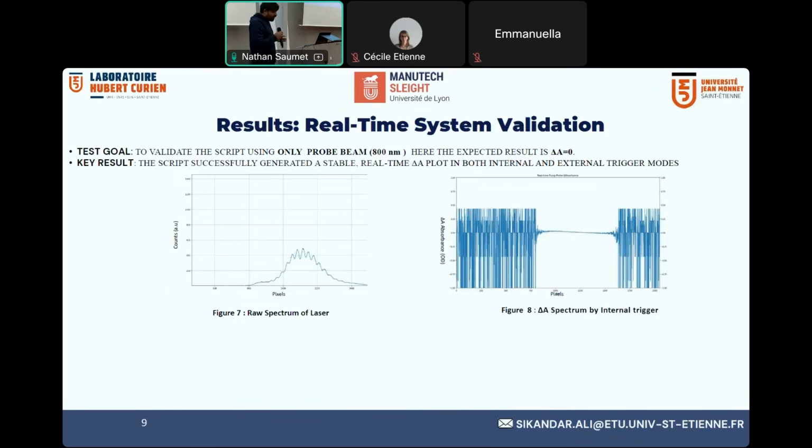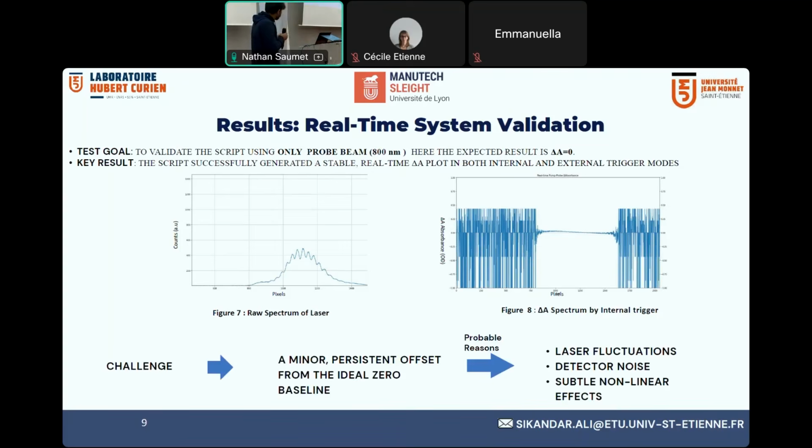To validate our script in real time, our aim was to create the zero baseline using our script, and for that, we use only one beam. The raw spectrum of the beam that we use is shown in the left figure. You can see from the figure, it was around pixel 800 to 1300, and that was the output that we got. But there was a little challenge: this baseline was drifted from zero, which was due to the laser fluctuation or detector noise.